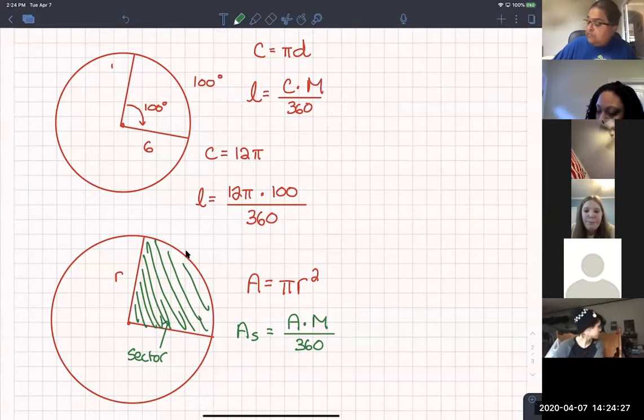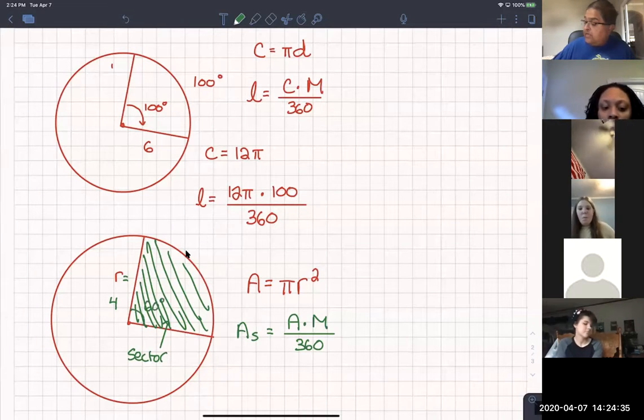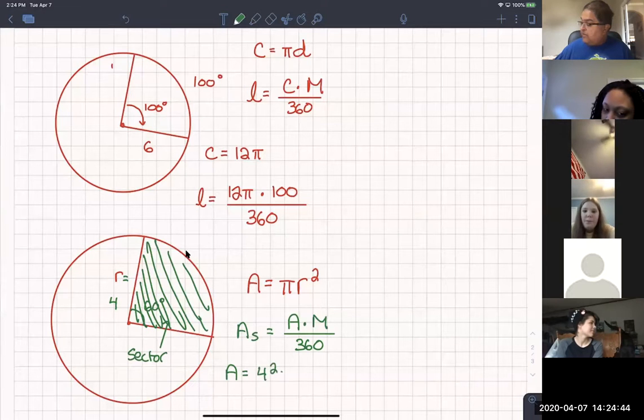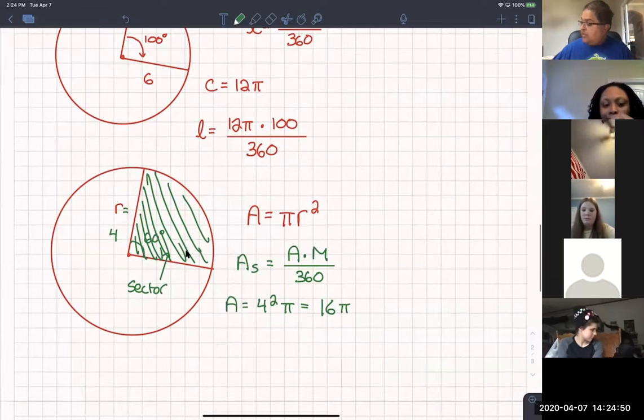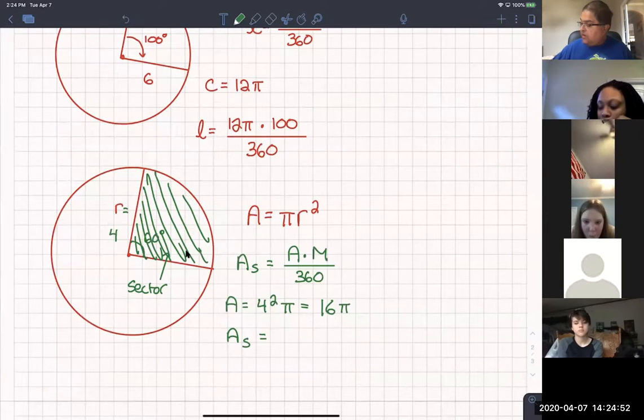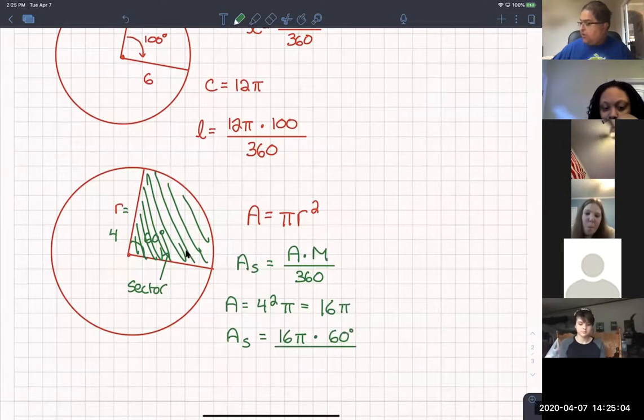So if the radius of this circle is 4 and say the central angle is 60 degrees, the area of the circle would be 4 squared times pi, which is 16 pi. The area of the sector is the area of the circle times the angle measure, or the arc measure, divided by 360, whatever that is.